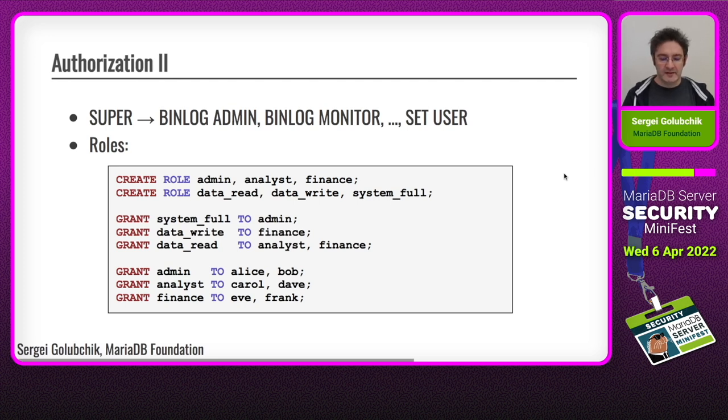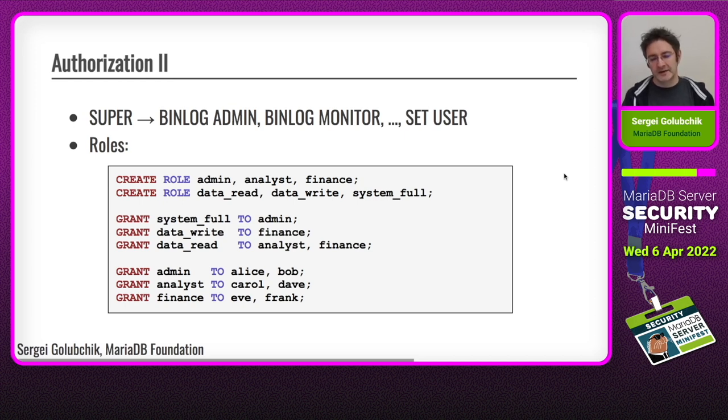So we could have granted the correct privileges directly to every single employee, but in this example, I've created three roles for the data access that they need: data read, data write, and system full access. And three people roles: admin, analyst, and finance, and granted the correct access level to every individual role or position. And then those roles to individual employees. And why would I want to do that? It's because it's much easier to administer. It's basically for ease of maintenance. Let's say, for example, we wanted to hire a new employee, Grace, into the finance department.